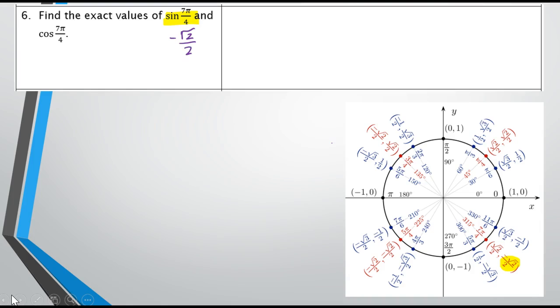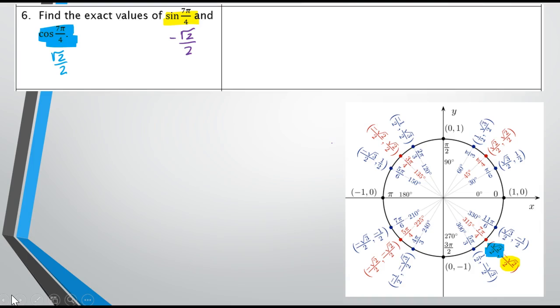And then I'm going to do something really similar to figure out the cosine value. The cosine value of 7 pi over 4 would be the same as the x coordinate of your point on the unit circle. So that answer would be positive square root of 2 over 2. So that's the easiest way.